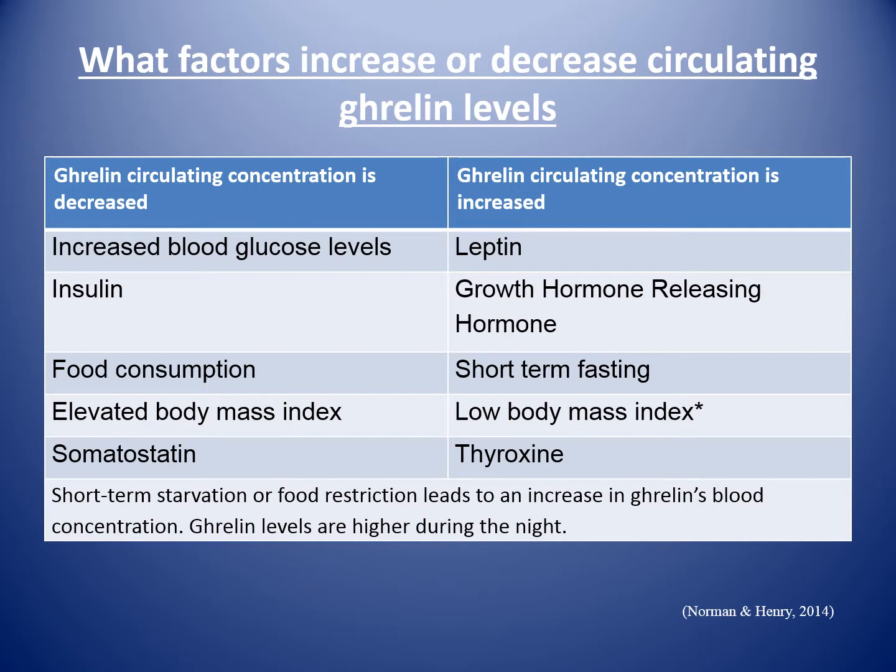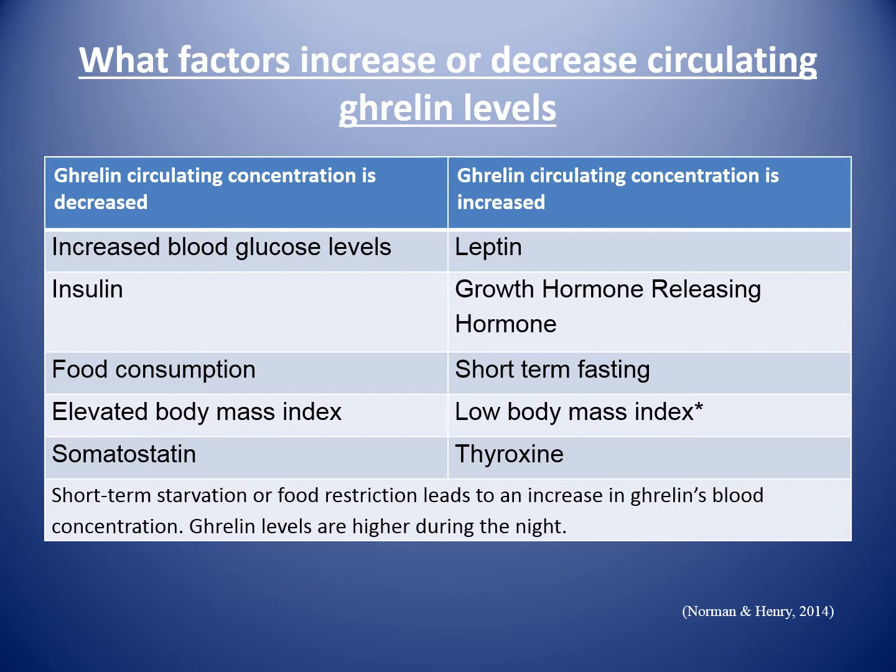So ghrelin circulating concentration is increased when there are increased levels of growth hormone releasing hormone, when there is short-term fasting, as it then stimulates the hunger reflex, when there's a low body mass index, and also when thyroxine, which is a thyroid gland hormone, is secreted, and this increases metabolism, blood pressure, and regulates tissue growth. So we can see the short-term starvation or food restriction leads to an increase in ghrelin blood concentration.